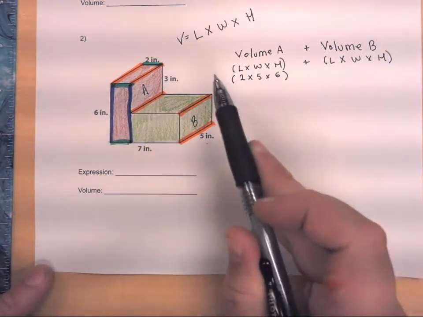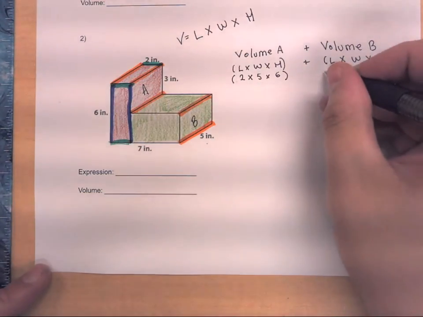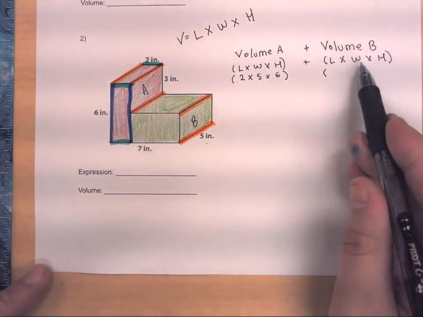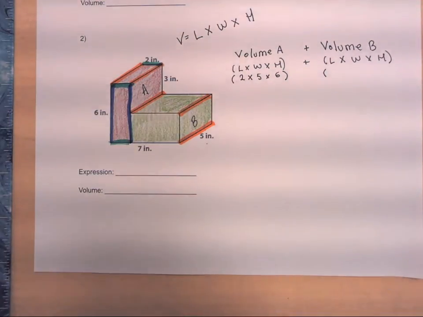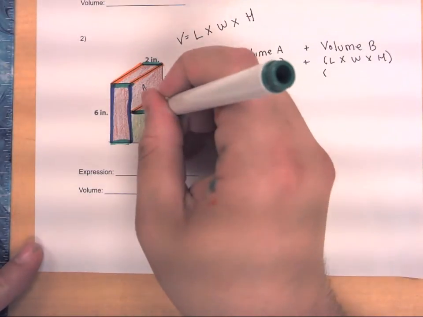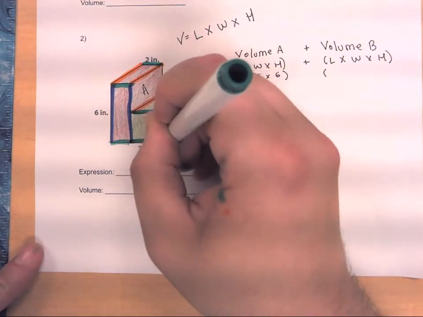Now we're going to repeat these steps for prism B. And again, we need to identify a length, width, and height for B. So again, highlighting where I'm going to be measuring the length, I'm just going to draw these green lines here.